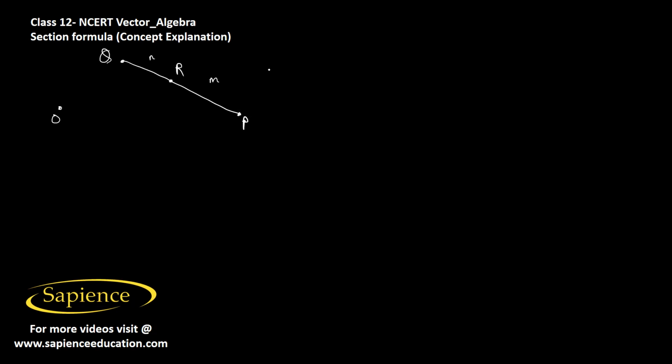Means this is M and this is N. It means that if it is given that PR is to QR equals M is to N, then we need to find the position vector of the point R. The position vector of the point Q is suppose B vector, and the position vector of the point P is suppose A vector. Then we need to find the position vector of the point R, which is R vector.